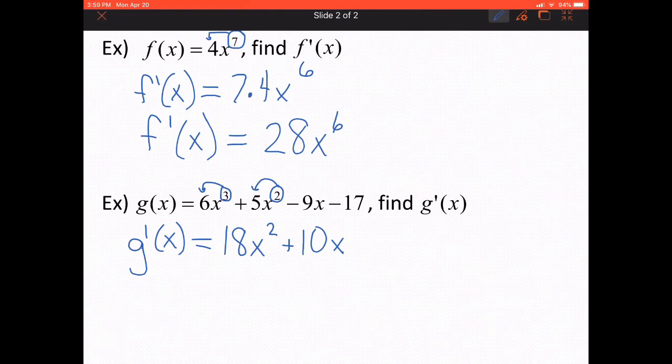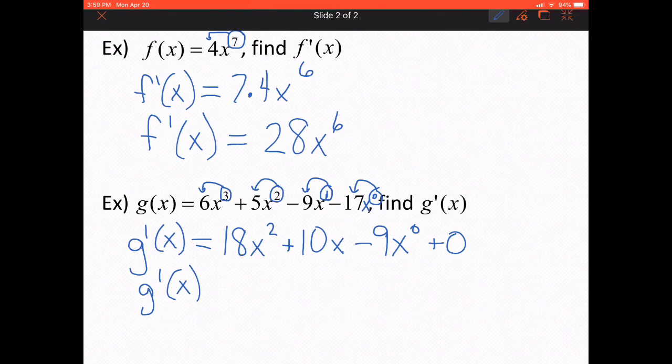For the next one, our exponent was 1, even though it's not written there, so we multiply it by the coefficient, negative 9, and then when we take 1 and subtract 1 from it, it becomes x to the 0. And our last one doesn't have an x, but it's x to the 0, so when I multiply that, I get 0. I could put plus 0 or not, but that's not really how I'd leave it.